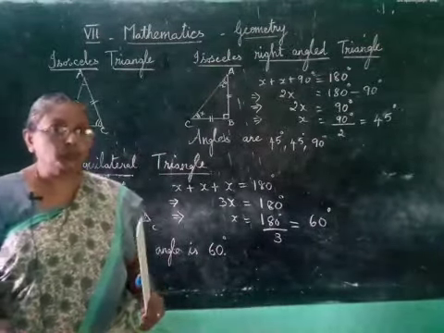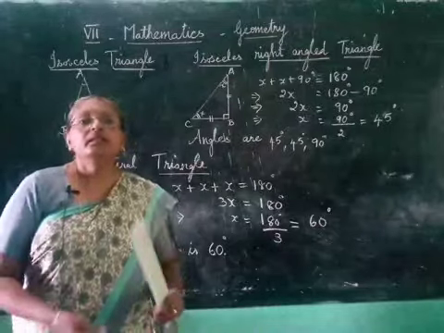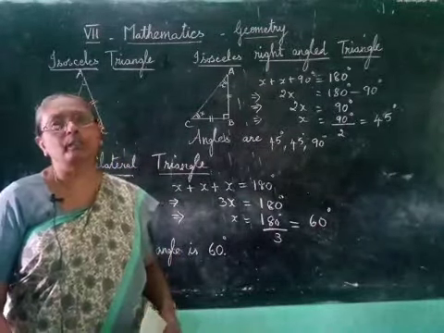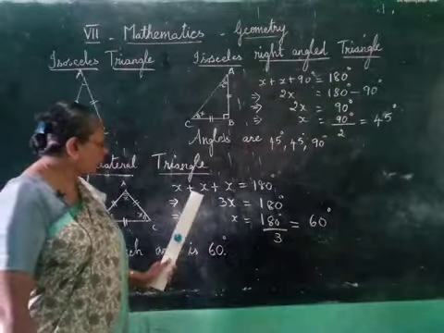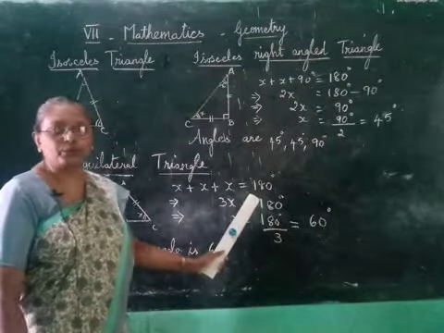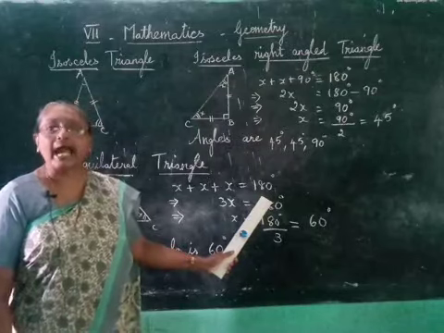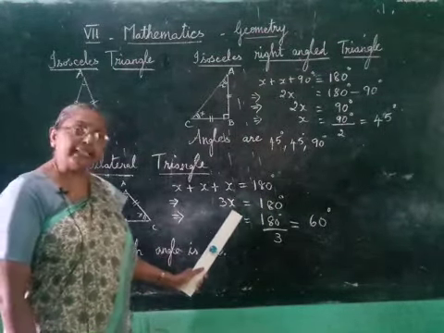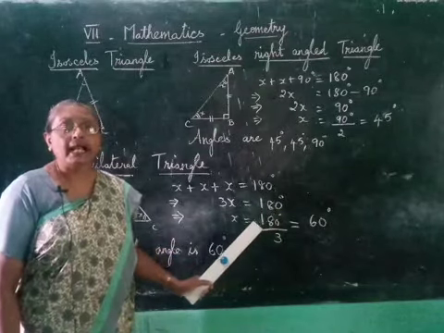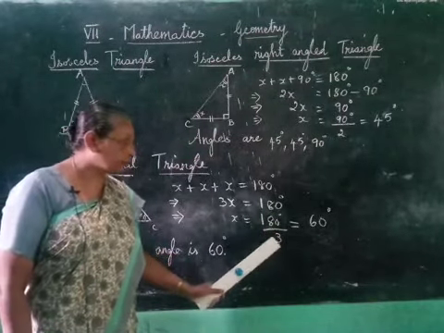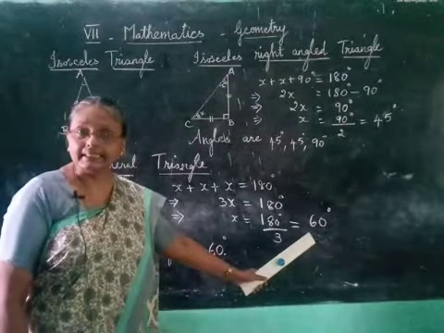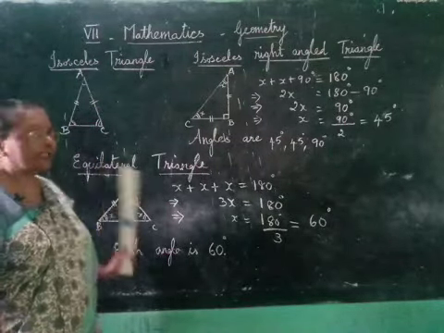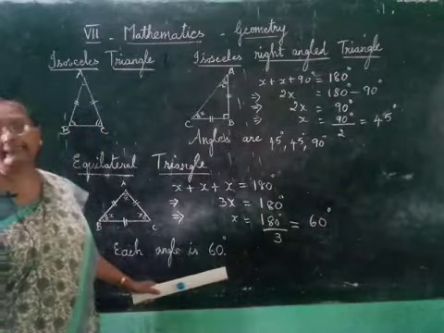So we can conclude that in any equilateral triangle, when all the three sides are equal, all the three angles also will be equal. Therefore, x plus x plus x will be equal to 180 degrees according to the angle sum property of a triangle. This implies 3x is equal to 180 degrees and x will be equal to 180 degrees by 3, which is 60 degrees. Therefore, each angle of an equilateral triangle will be 60 degrees.